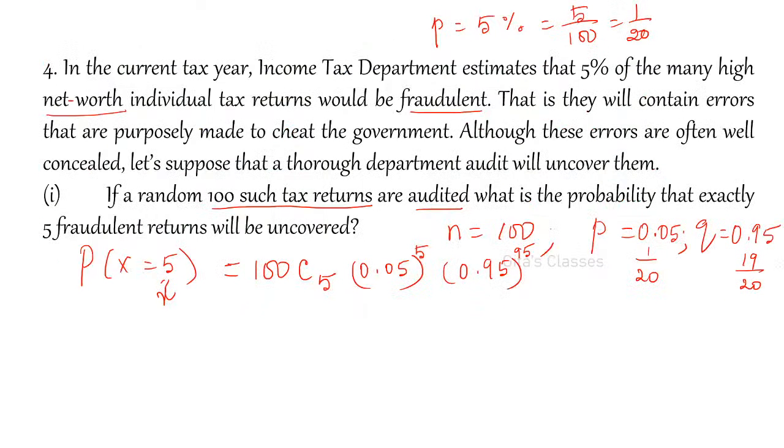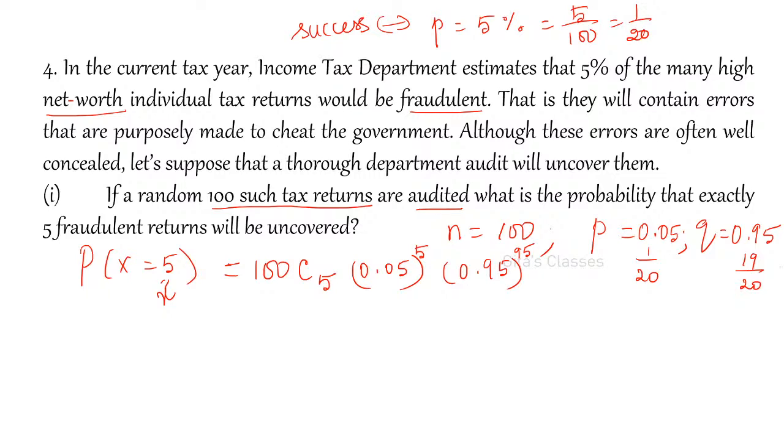See, here it is asked for exactly 5 fraudulent returns to be uncovered. That means fraud, so if you take P as 1 by 20, this can be taken as success. Don't get confused with the literal meaning of success and failure. Nothing like defective means failure. Whatever you want, you can take. In general, P means success. Now I am taking fraudulent cases as success, because 5% fraudulent cases are given. If 100 people are filing returns, 5 people are fraudulent.